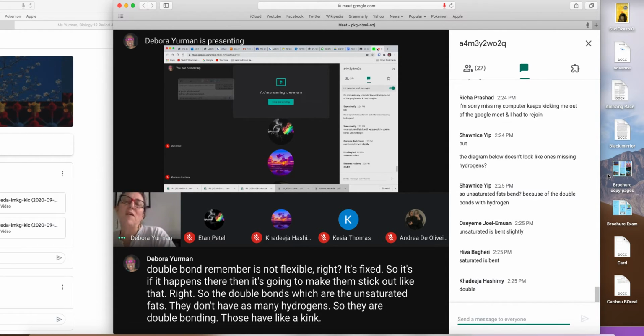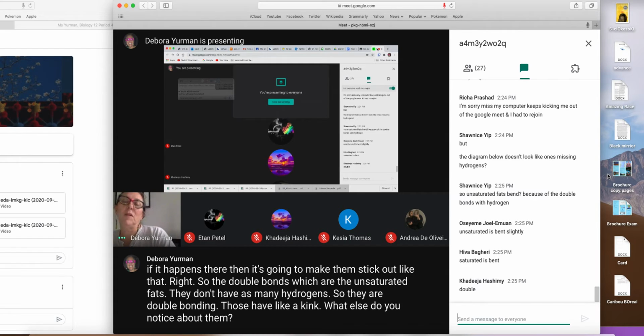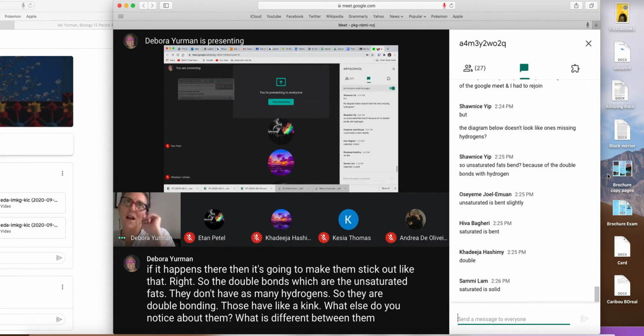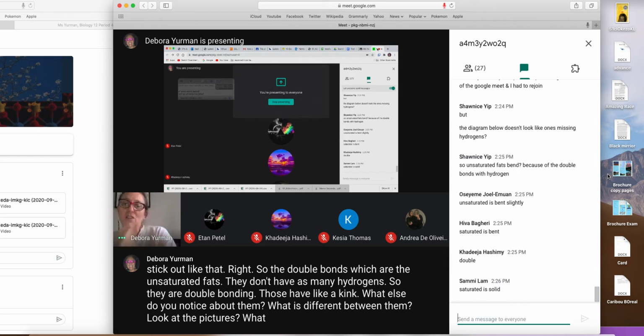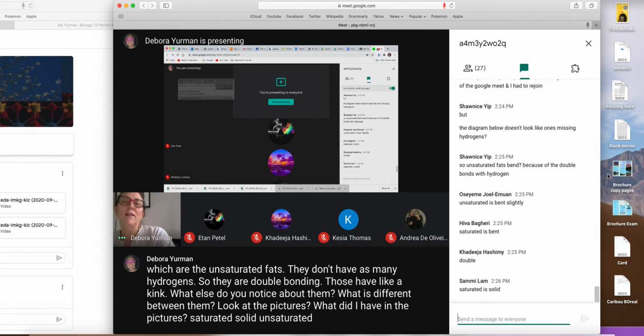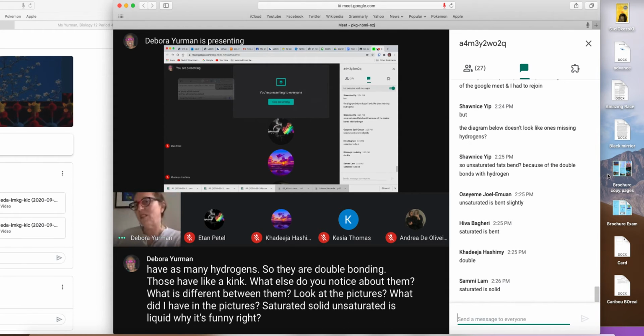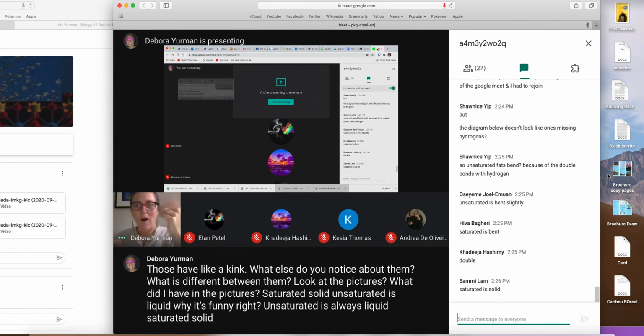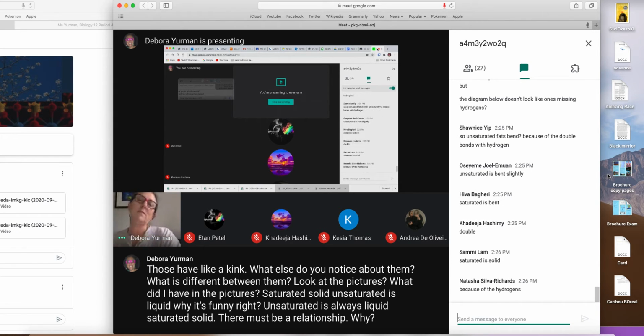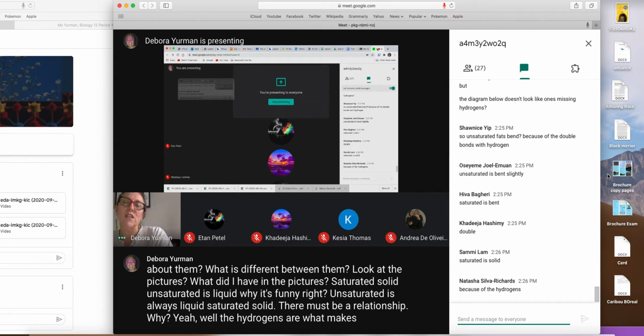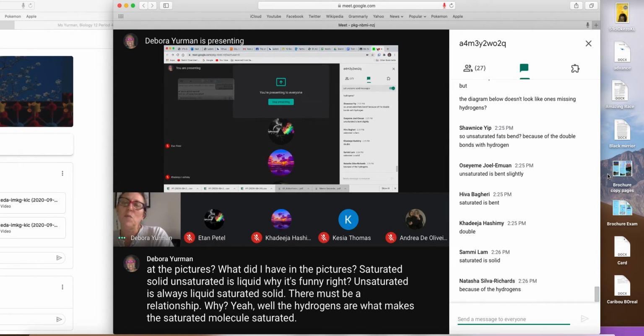What else do you notice about them? What is different between them? Look at the pictures. What did I have in the pictures? Saturated is solid, unsaturated is liquid. Why? It's funny, right? Unsaturated is always liquid, saturated is solid. There must be a relationship. Why? Yeah, well, the hydrogens are what makes the saturated molecule saturated. Well, why is the saturated molecule solid?